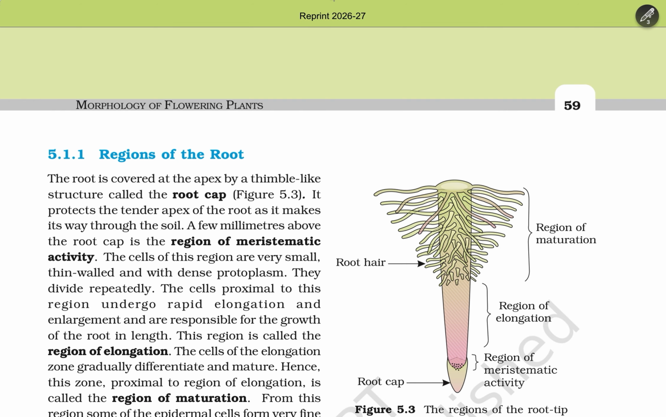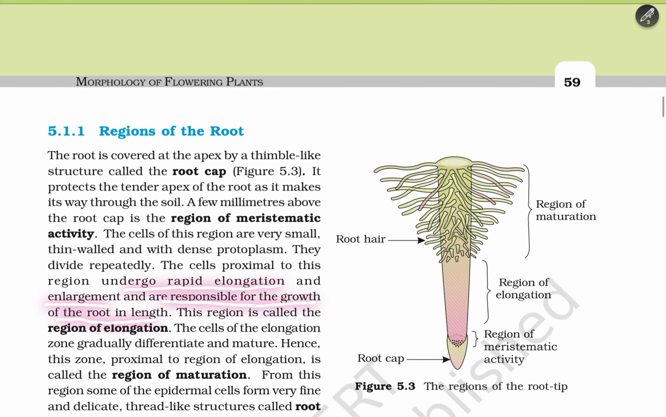Regions of the root. Roots are covered at the apex by a thimble-like structure called the root cap. It protects the tender apex of the root as it makes its way through the soil. A few millimeters above the root cap is the region of meristematic activity. The cells of this region are very small, thin-walled, and have dense protoplasm. They divide repeatedly. The cells proximal to this region undergo rapid elongation and enlargement and are responsible for the growth of the root in length.